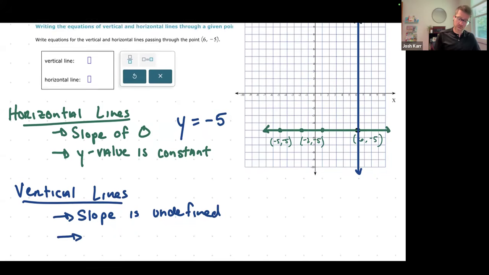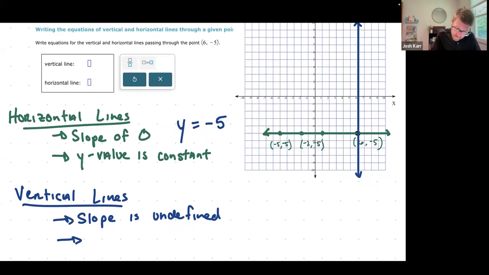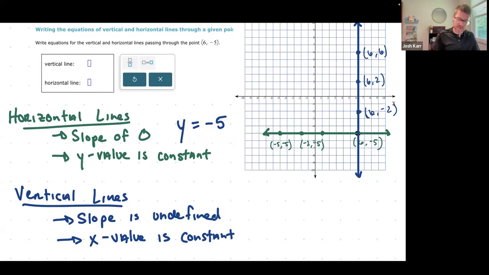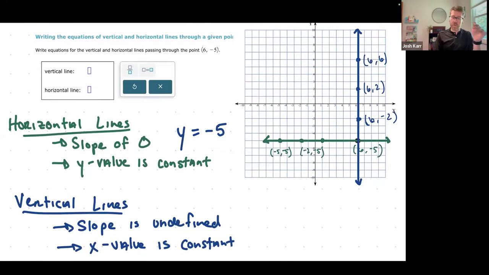And similarly, no matter what point I put on here, what is constant? The x value is constant. Always. Since that x value is constant, how do you think we get to name this line? By its x value. The equation for this line would be x equals 6.